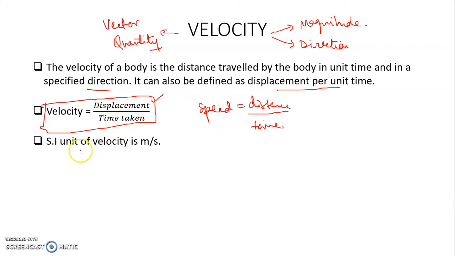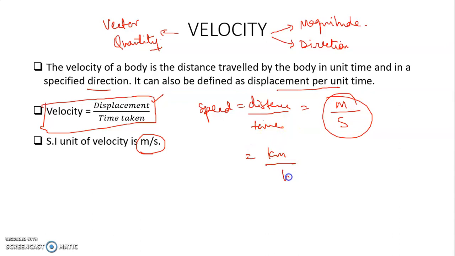Now the SI unit of velocity is meter per second. Very obvious. The unit of distance is meter. The unit of time is second. So that gives us meter per second. If the distance is measured in kilometer and time is measured in hour, it will give you kilometer per hour. So that's velocity.